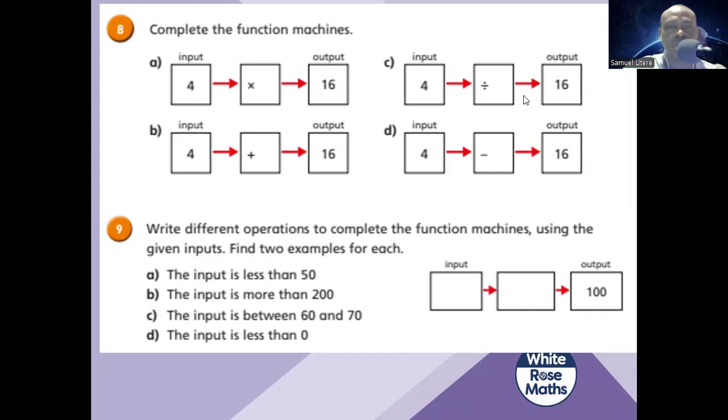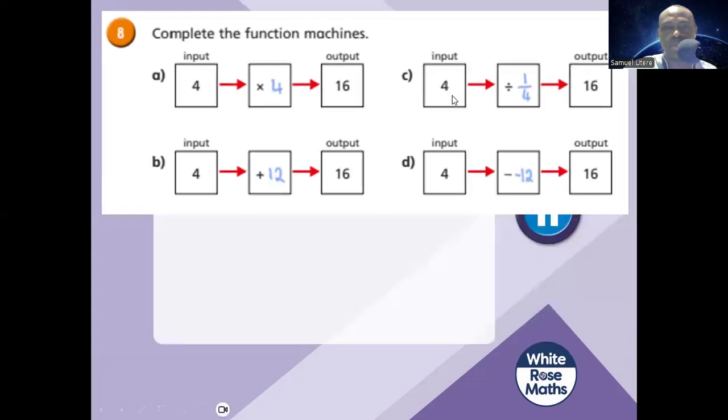Okay, so here you're asked to complete the function machine. What could you have multiplied 4 by to get that? So here are the answers for question 8. You multiply by 4 to get 16. You must have divided by 4 here to get 1. So it's the same thing. Divided by a quarter to get 16. Now I am going to have to explain this, but just give me a minute. And then this one, you add 12 to get 16.